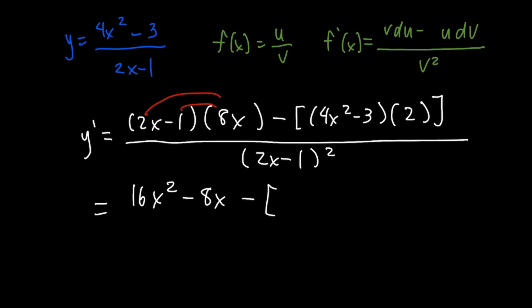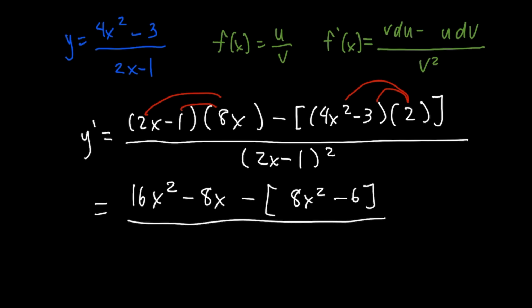Minus, so let's distribute 2 here. 2 times 4x squared, that is 8x squared. Negative 3 times 2, that is negative 6. And let's just copy the denominator.